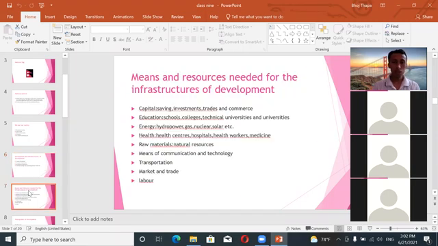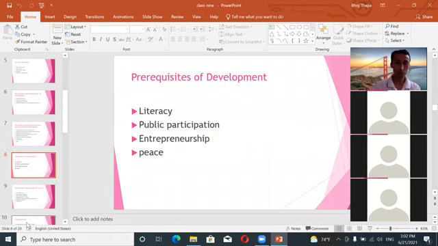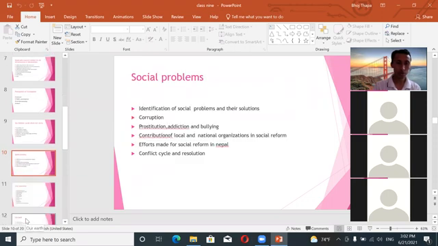Dear students, see what are the means and resources needed for development. These are the things we'll also discuss. But let me focus you on these coming lessons.